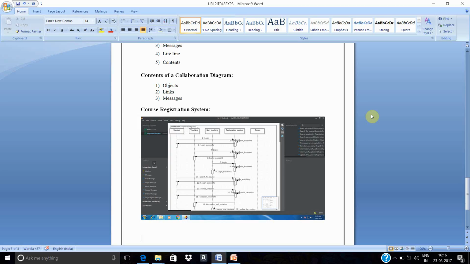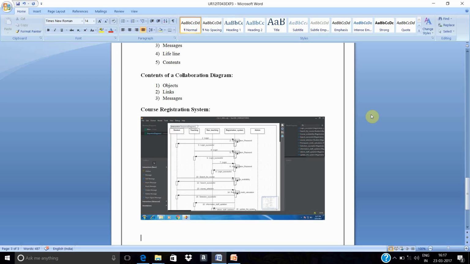A sequence diagram is an interaction diagram that shows how objects operate with one another and in what order. It is a construction of the message sequence chart. A sequence diagram shows object interaction arranged in time sequence. It depicts the objects and classes involved in the scenario and the sequence of messages exchanged between the objects needed to carry out the functionality of the scenario.